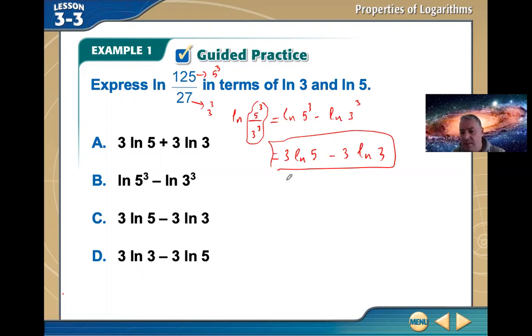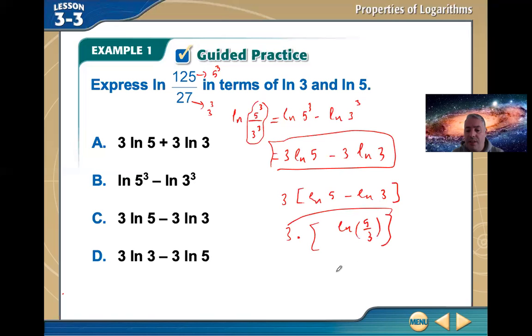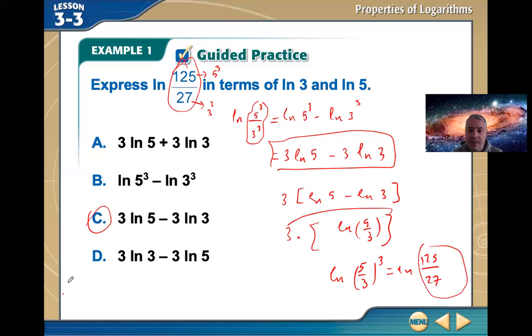If it is a normal classical question, 3 common parentheses, ln 5 minus ln 3. Or if I want to move back to prove this, this is 3 times ln 5 over 3, and now the power comes here, ln of 5 over 3 to the power of 3, which is ln 125 over 27. Like a proof, okay, I have done. You see, we got the same thing. So the answer is C.